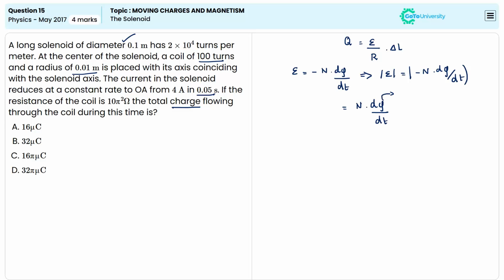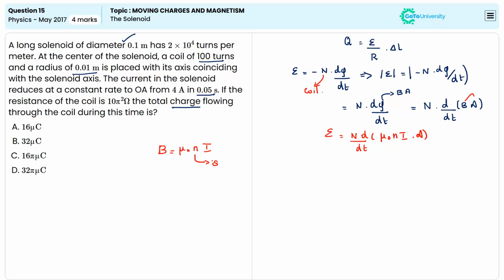It's known that phi represents the flux, which is equal to B times A. So here we can write N times d over dt of B A. Here B is the magnetic field, which is equal to mu naught n i, where small n is the number of turns in a solenoid, whereas capital N is the number of turns in a coil. So E will be equal to N divided by dt of d of B value mu naught n i times A.